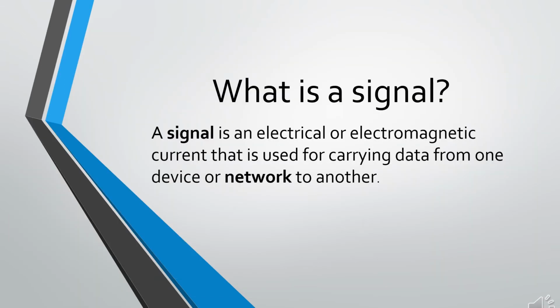Let's talk about signals. A signal is an electrical or electromagnetic current that is used for carrying data from one device or a network to another. There are two main types of signals, which are analog signal and digital signal.